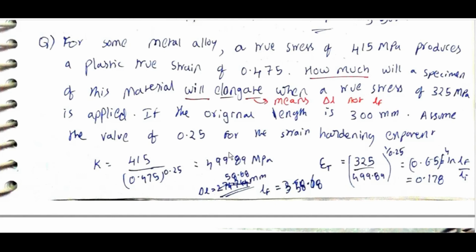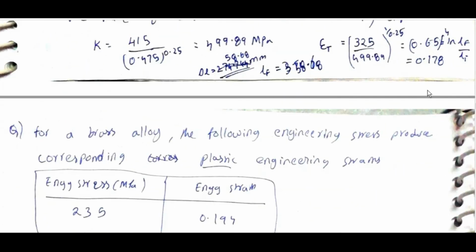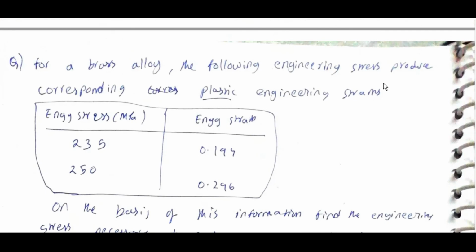Epsilon true is equal to 325 by 499.89 whole power 1 by 0.25. When true stress is 325, then epsilon is 0.178.